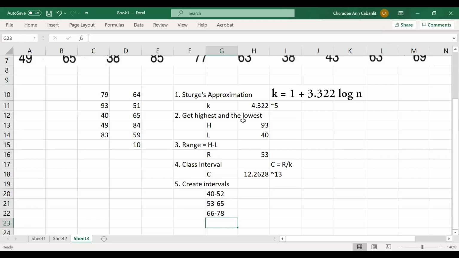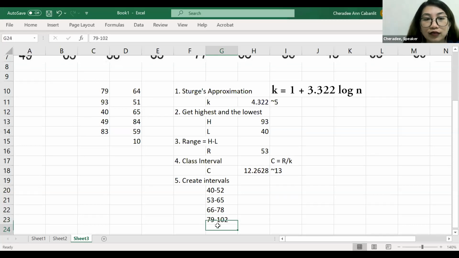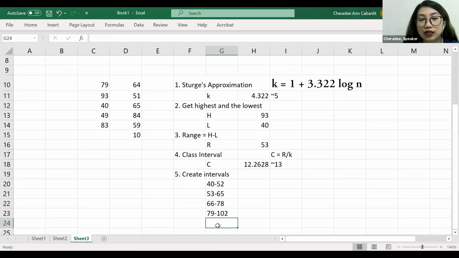It mentioned there that your class intervals are only 5, so you stop at 5. So 79 plus 13 is 102. But that is already beyond the range, since 93 is the highest. So I think this needs rounding down, not rounding up.